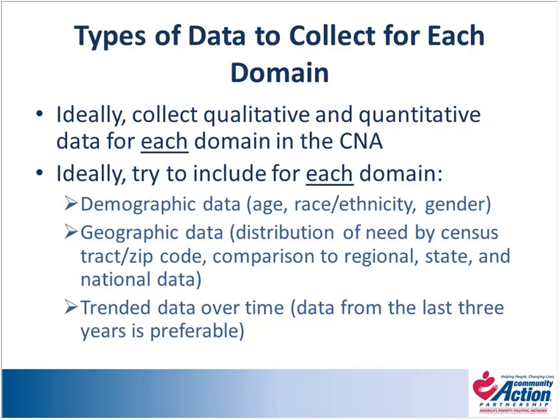So going back to this a little bit more, we want to try to include data for each domain. Looking at that demographic data, this is age, race, ethnicity, and gender. And these are all things that are required by the organizational standards to show throughout your needs assessment. You also want to show that you have geographic data within each domain. So this is the distribution of needs by census tract or zip code, comparison to regional, state, and national data, which is all information that you can access through Community Commons.